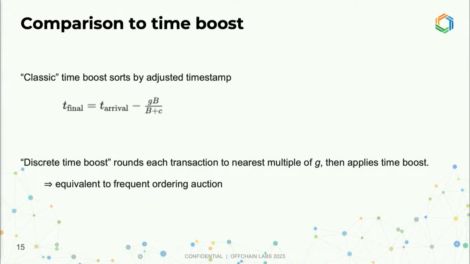frequent ordering auction. So one way of looking at frequent ordering auction is as a kind of frequent batch auction applied to blockchain. Another way is as a discrete version of the time boost policy. And you can look at it either way you want because they're really equivalent. Having gotten there by both paths, I kind of like the frequent ordering auction version of understanding a little bit better, but your mileage may vary.